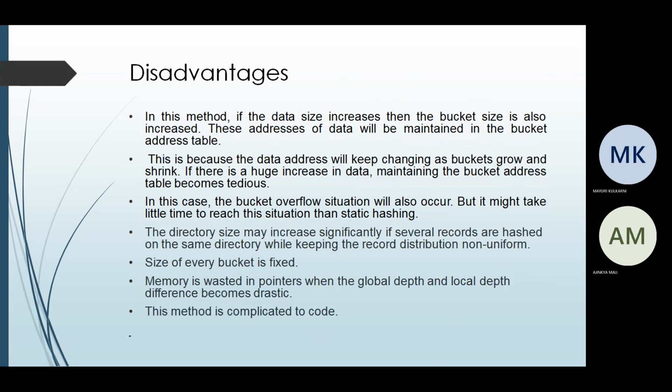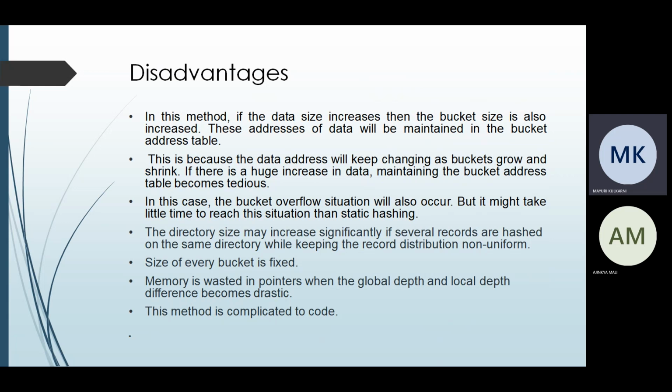There are also some disadvantages of dynamic hashing. In this method, the directory size may increase significantly if several records are hashed on the same directory while keeping the record distribution non-uniform. Size of every bucket is fixed. Memory is wasted in pointers when the global depth and local depth difference becomes drastic. This method is complicated to code.